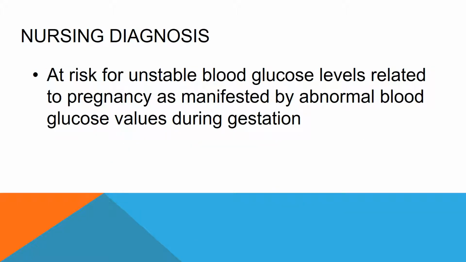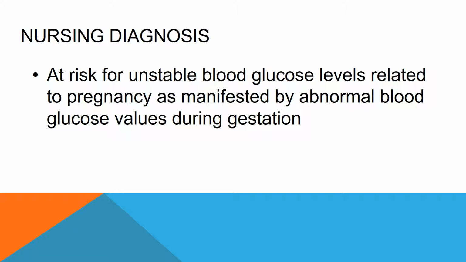A possible nursing diagnosis for a mother with gestational diabetes would be at risk for unstable blood glucose level related to pregnancy, as manifested by abnormal blood glucose levels during gestation. The patient will want to effectively manage hyperglycemic and/or hypoglycemic episodes. Blood glucose levels should be checked before every meal and at bedtime, and monitored during times of stress. Knowing the blood glucose level allows the client to be properly treated by either administering insulin or glucose.